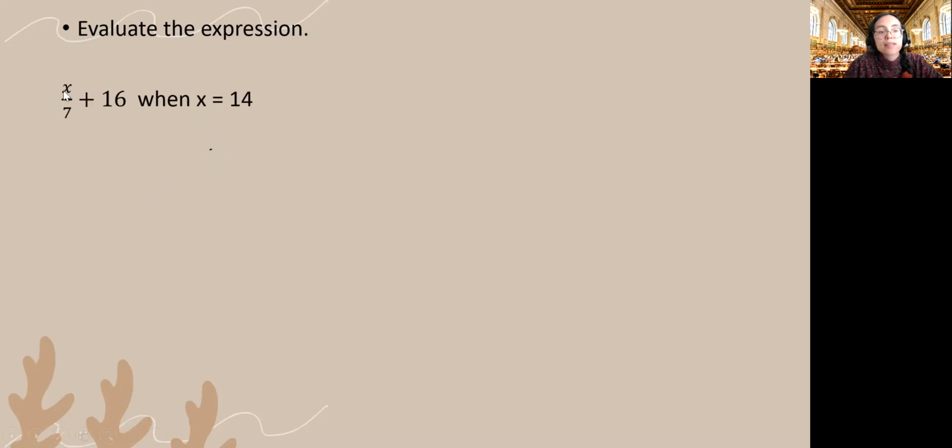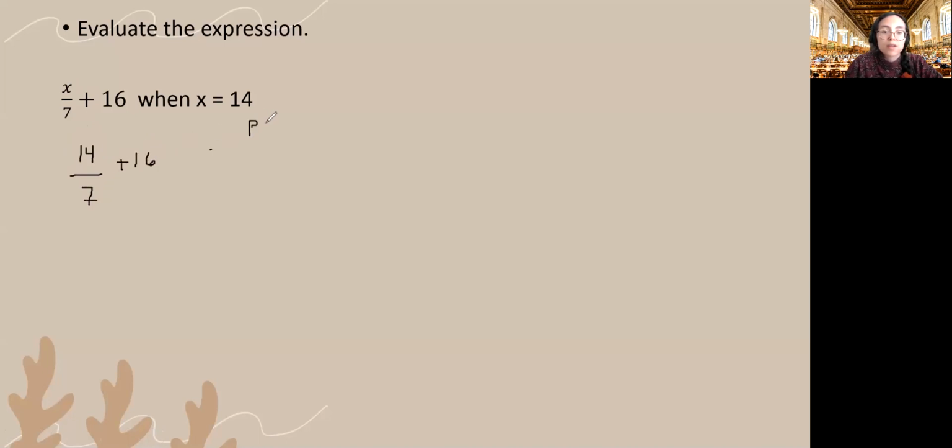We have x divided by 7. This quantity is added to 16. We're asked to evaluate when x is equal to 14. So wherever we see an x in this problem, we're going to replace it with a 14. So I'm going to write 14 divided by 7 and add the 16.